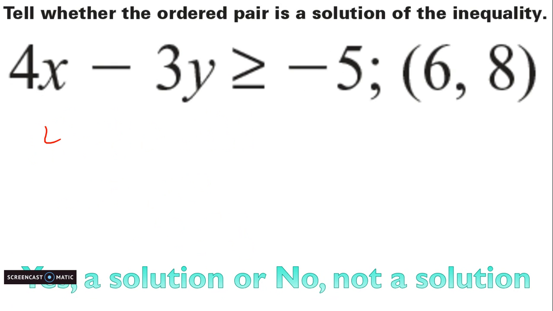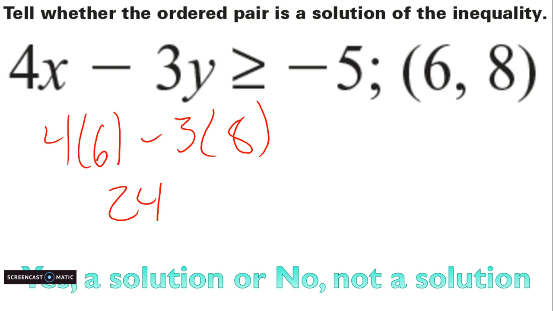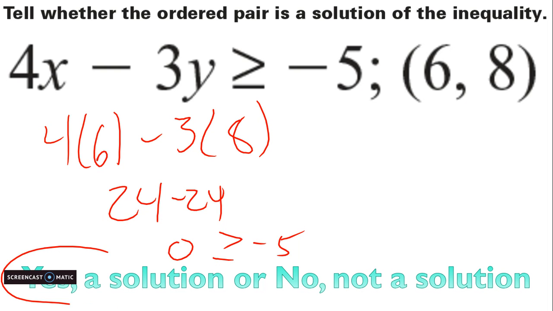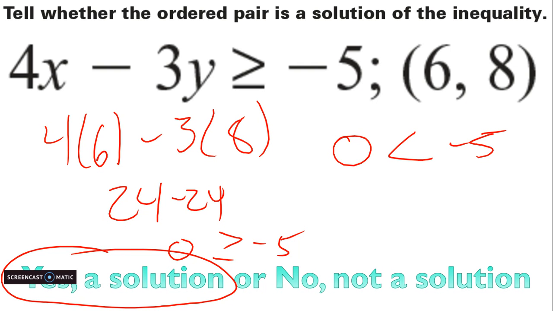And if we did 4 times 6 minus 3 times 8, 24 minus 24 is 0. 0 is greater than or equal to negative 5, so that one is also a solution. So all three of those were solutions. If it had started out as less than, and we ended up with 0 less than negative 5, that's when we'd say no solution, because that's not a true statement.